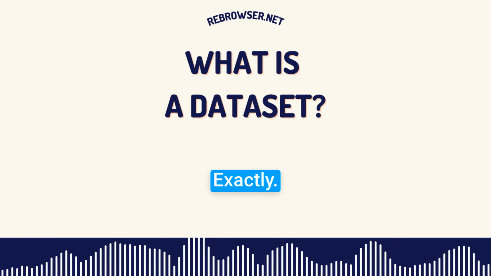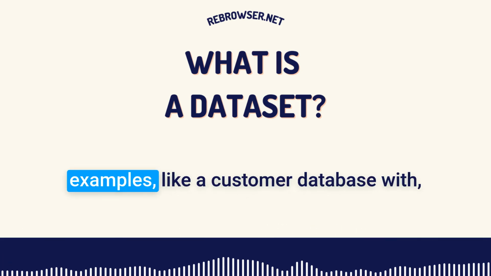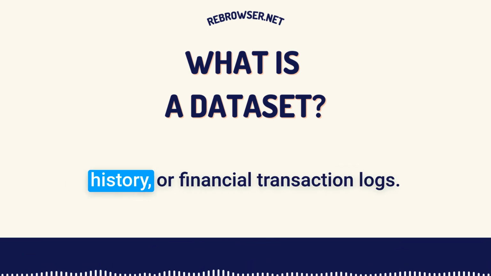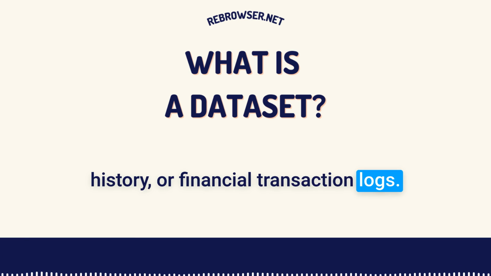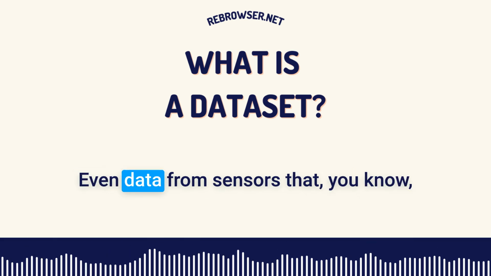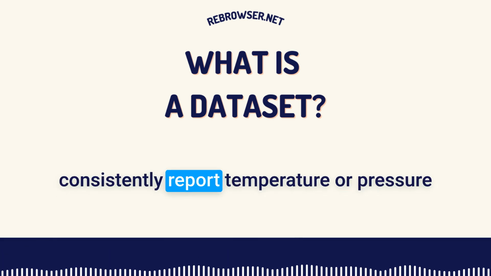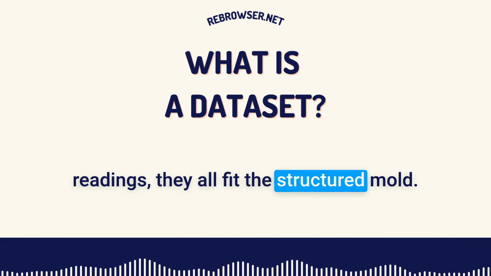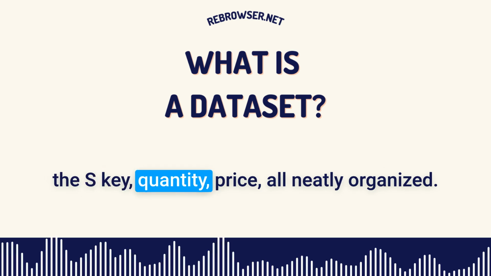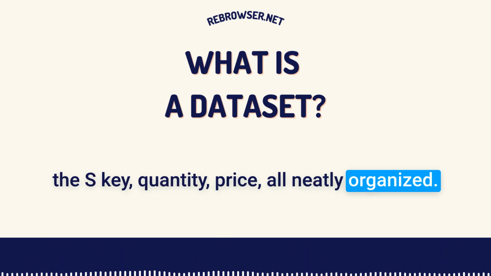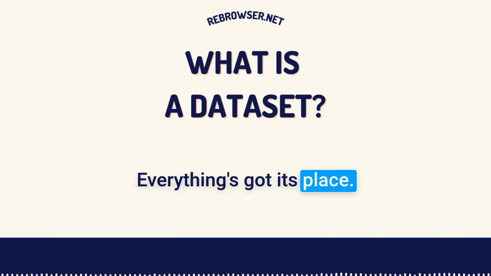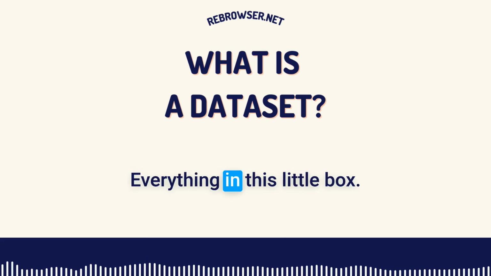The comfort zone. Exactly. And the article gives some great examples, like a customer database with names, addresses, purchase history, or financial transaction logs. Each entry has the date, amount, transaction type, all that good stuff. Even data from sensors that consistently report temperature or pressure readings, they all fit the structured mold. Or even product inventory databases with the SKU, quantity, price, all neatly organized. The key here is that the format is consistent and predictable. Everything's got its place. So, nice and tidy. Everything in its little box.